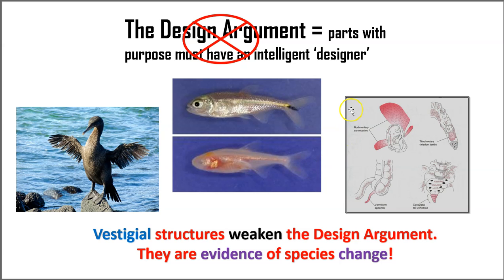So for Darwin then, vestigial structures, again, weaken the design argument. Why would God make these creatures that have parts with no purpose? Well, that would be fully explained if the ancestors had those working parts, and then there was a change in the evolutionary context. And then natural selection shifted to favoring mutations that took away the parts, leaving only rudimentary parts, vestigial parts that no longer had a purpose.